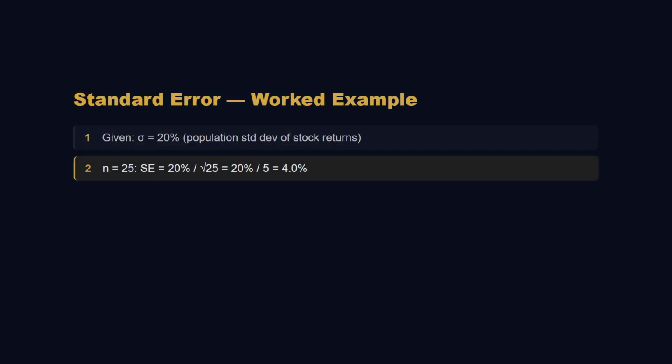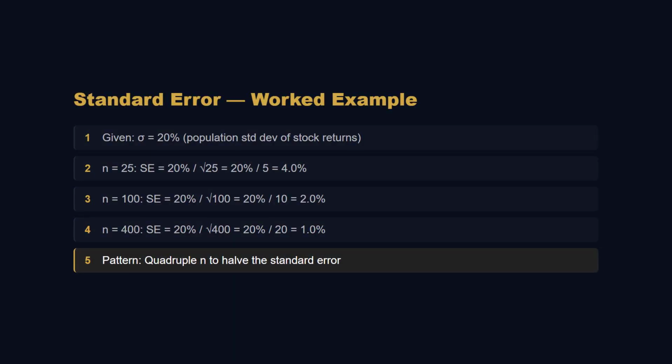Let me show you with numbers. Suppose the population standard deviation of annual stock returns is 20%. That is sigma equals 0.20. If you take a sample of 25 stocks, the standard error is 20% divided by the square root of 25. The square root of 25 is 5. 20 divided by 5 equals 4%. So the standard error with 25 stocks is 4%. Your sample means will typically be within about 4 percentage points of the true population mean.